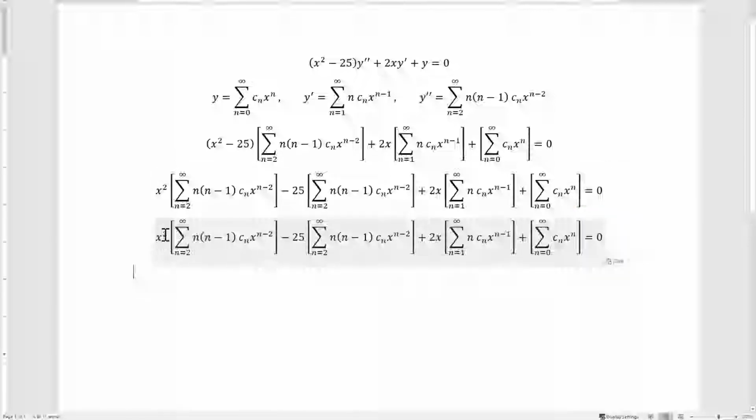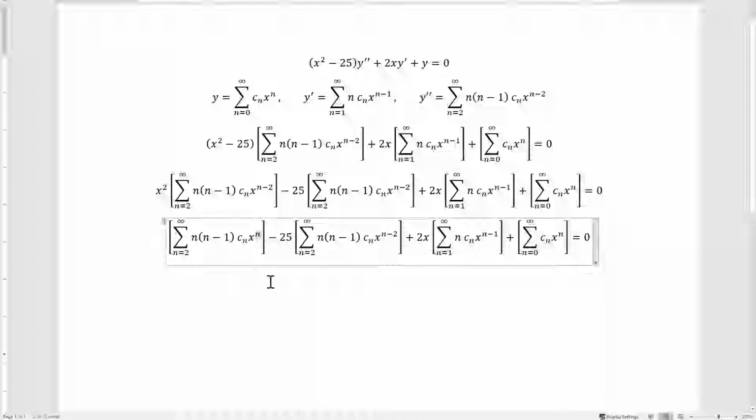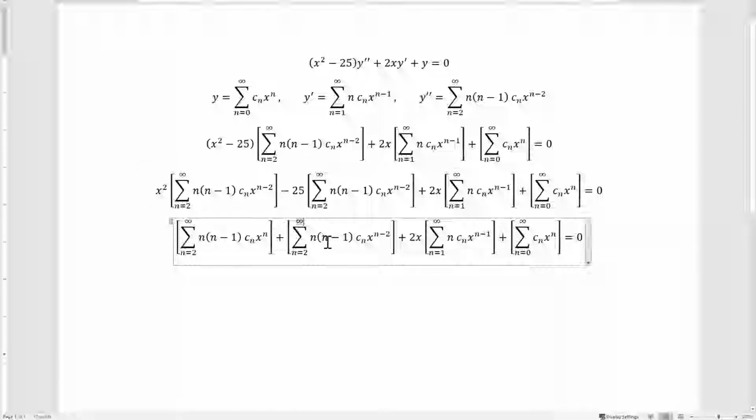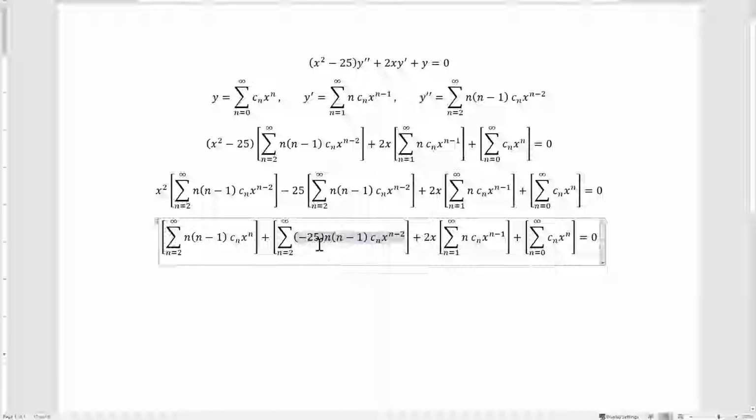Our next step is to bring these values into the series. We have the x squared being multiplied with x raised to the n minus 2, and that's just going to give us x to the nth power. So the x squared gets distributed. We have a minus 25. We can leave that out there, or we can change this as something that we can put inside. It's not going to make much of a difference. It just might help with some bookkeeping.